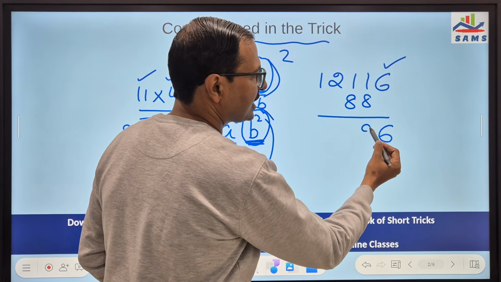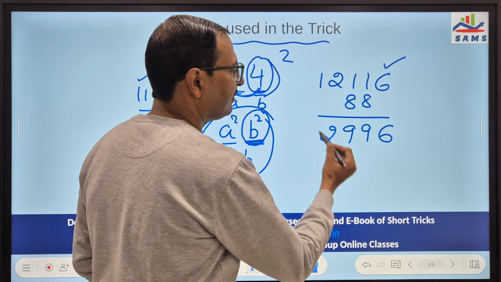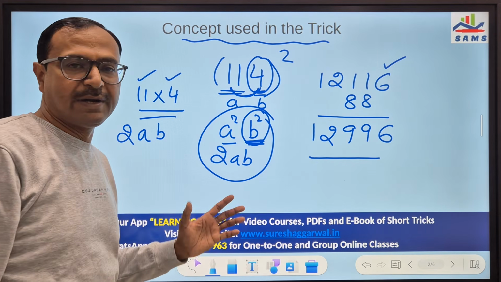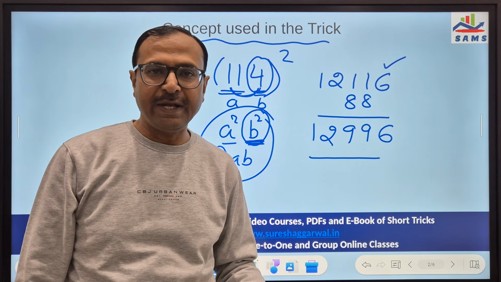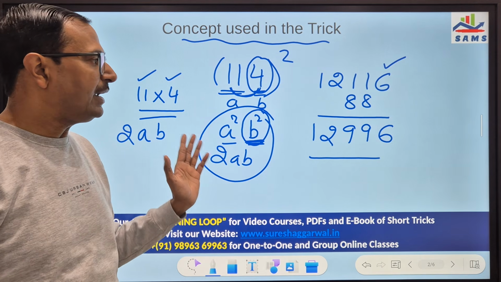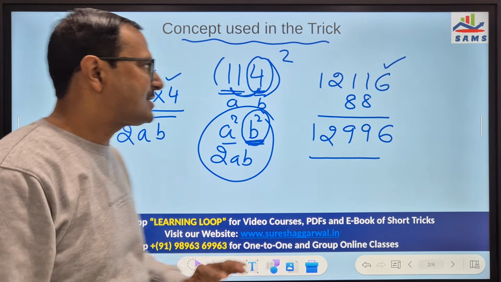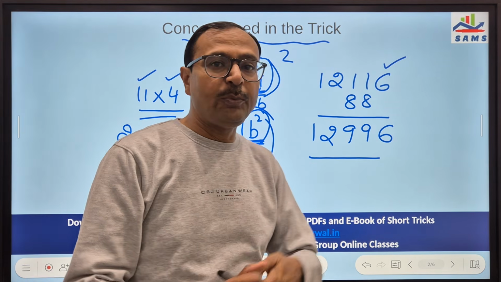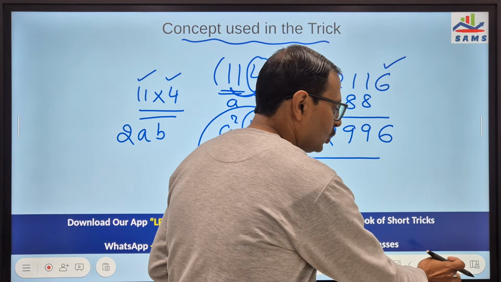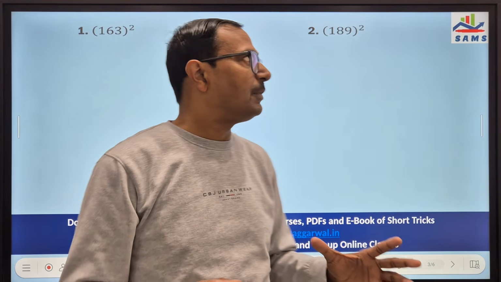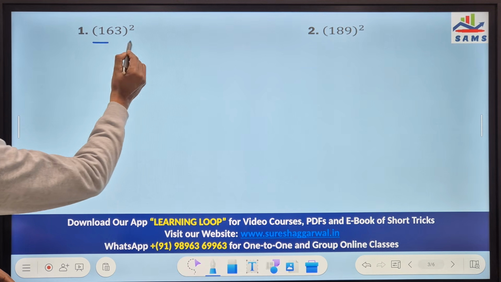You will see the magic happening on the board. Here we have the square of the number 114. So 114 times 114, if you try, the answer will be 12996. Now this is the concept involved, and see how beautifully we can apply this to find the squares of some big numbers. Here we have 163.